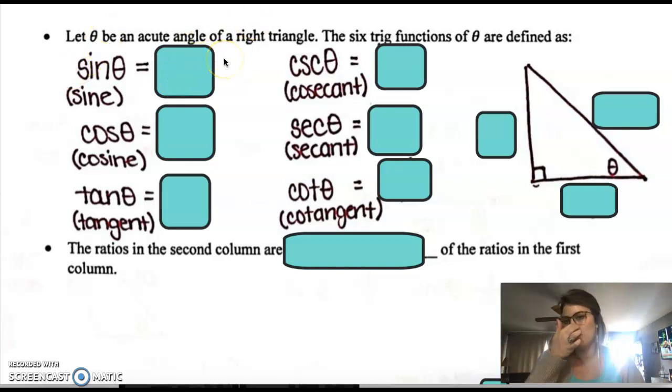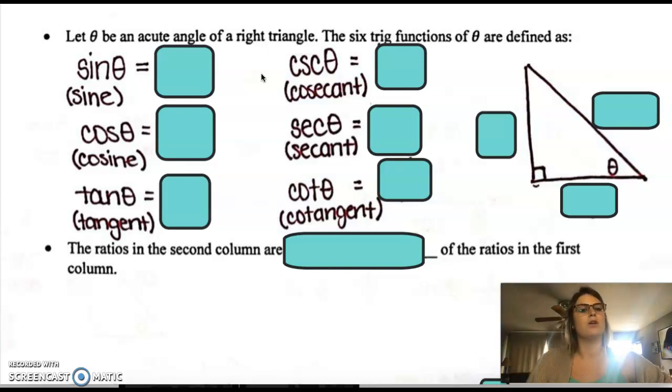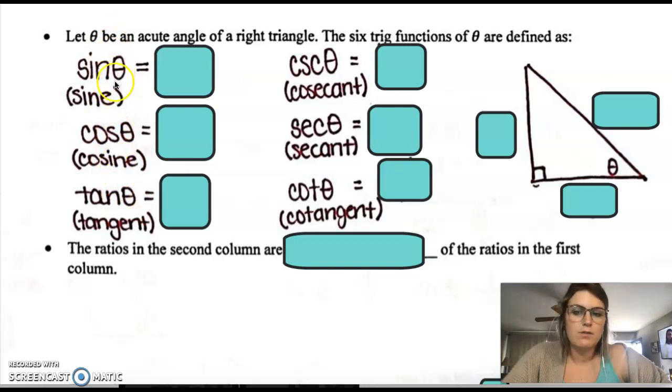So, it says let theta, and that's how we say that little sign, let theta be an acute angle of a right triangle. The 6 trig functions of theta are defined as follows. These 3 on the left are the main ones: sine of theta, cosine theta, and tangent of theta. And then the other ones are cosecant, secant, and cotangent.